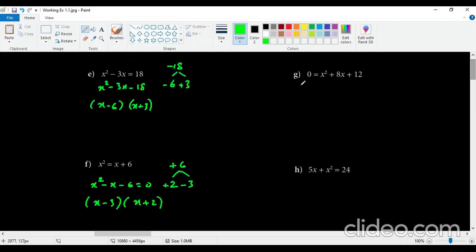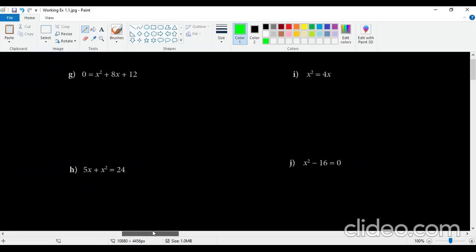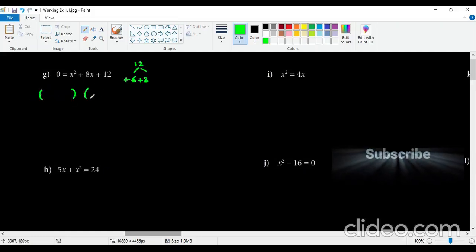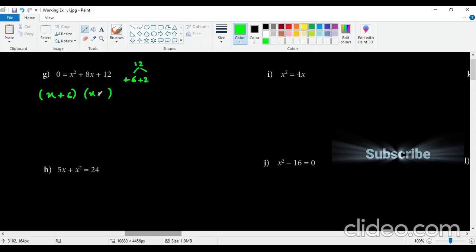Now comes question number G. In question number G, it is already a standard quadratic equation. So for question number G, we are going to have the 12. So 6 times 2 is going to give you a 12. We need a positive, and plus 6 and plus 2 is going to give you a plus 8, which is in the middle. So in the bracket, I will be using x here and x here, and plus 6 and plus 2 is going to be the answer for this question.